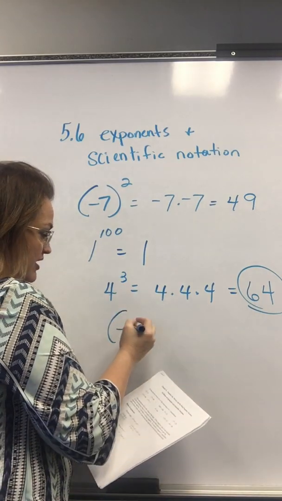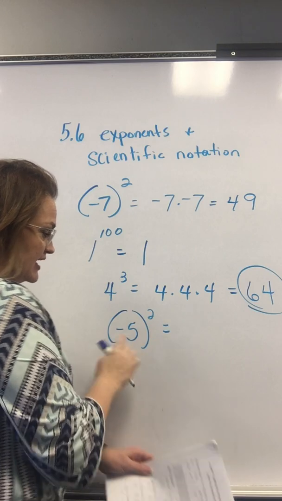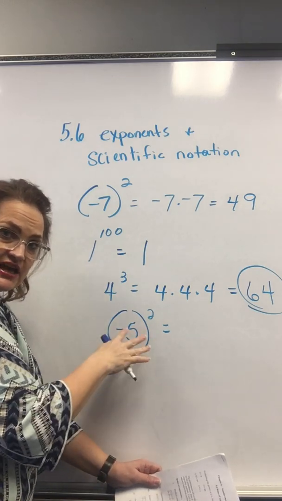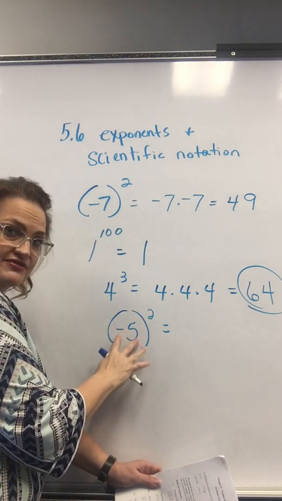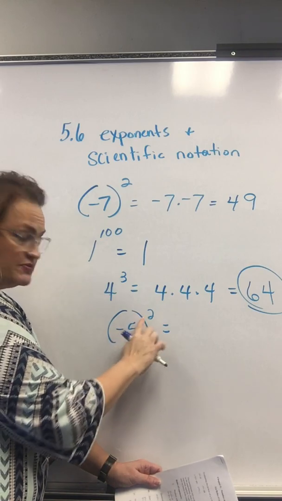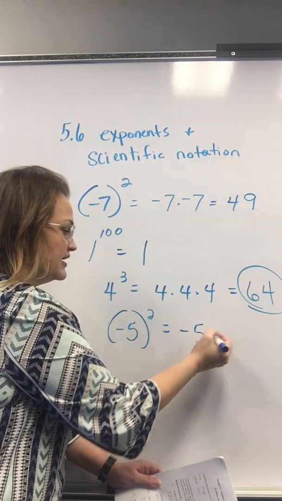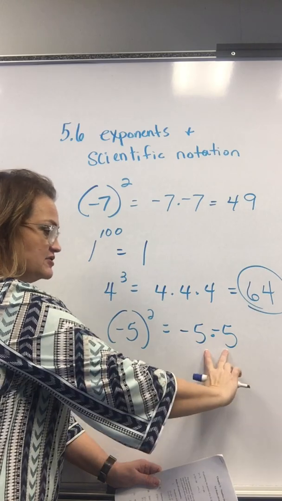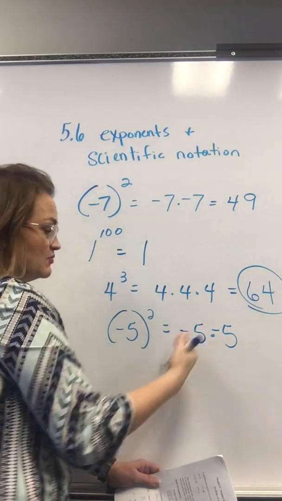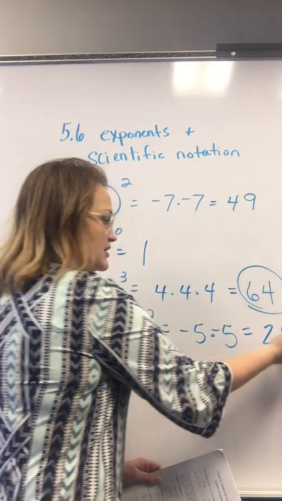The next example, we have a parenthesis around the negative sign. This means the negative 5 is actually being squared. Negative 5 times negative 5. The negative is part of the squaring here. Negative 5 multiplied by negative 5. So 2 negative 5s multiplied together makes a positive 25.